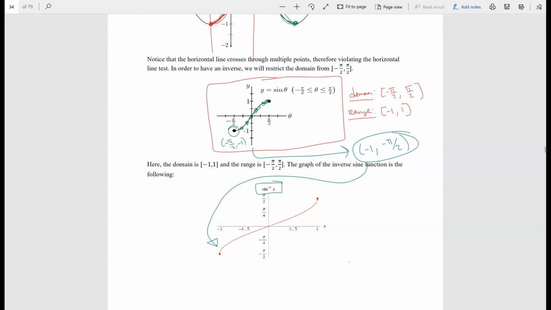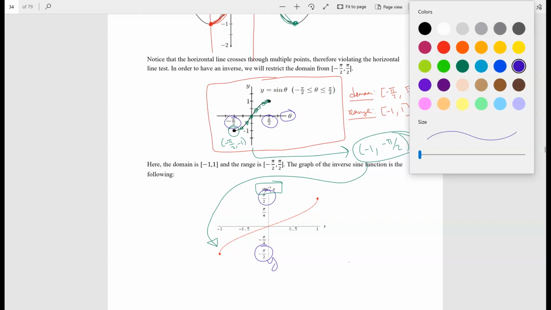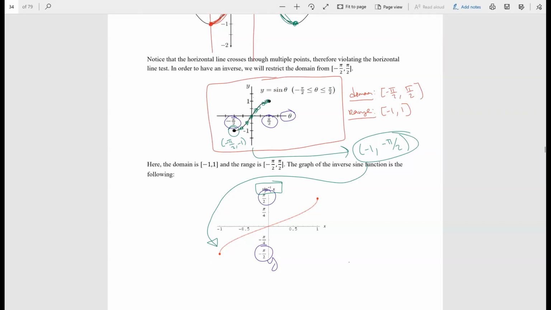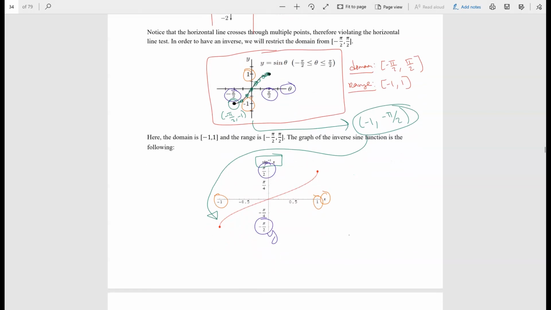So now what you can see is that if you look at the regular sine function, my x values were negative pi over 2 to pi over 2. Now my y values are negative pi over 2 to pi over 2. For the sine function, my y values were negative 1 to 1. So now my x values are negative 1 to 1. So everything has been swapped. So this is now the graph of the inverse sine.